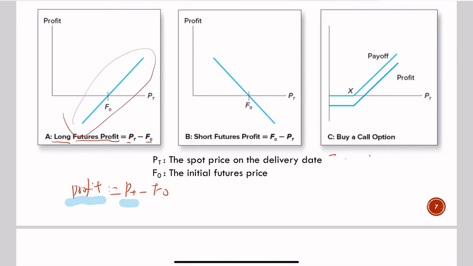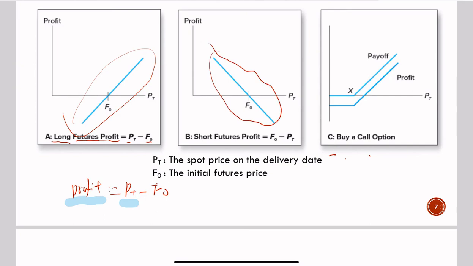And again, we know that for a short position, the short position's profit has to be the negative of the long position's profit. So if the long position has an upward sloping 45 degree straight line, then the short position would have a downward sloping 45 degree line, right? So this has to be the short position's future profit.